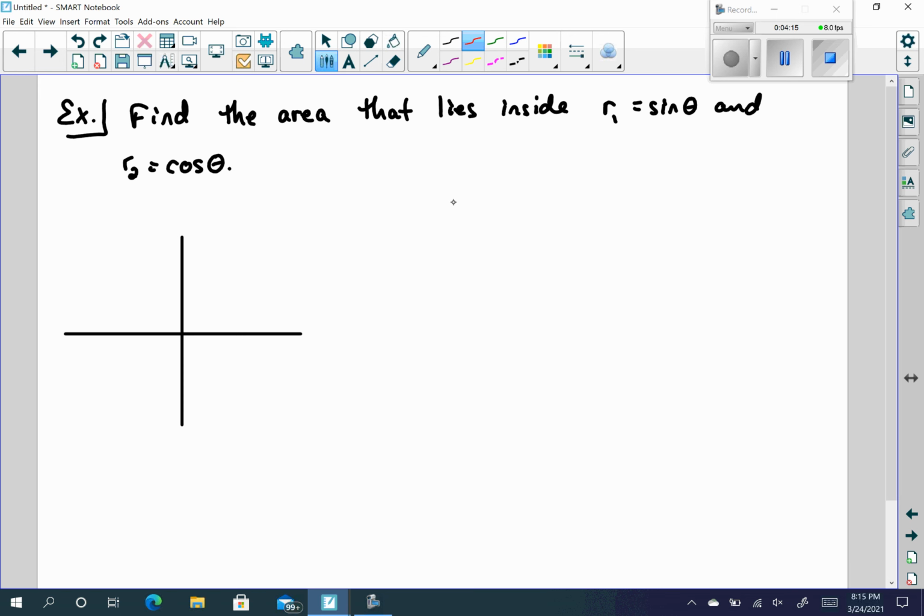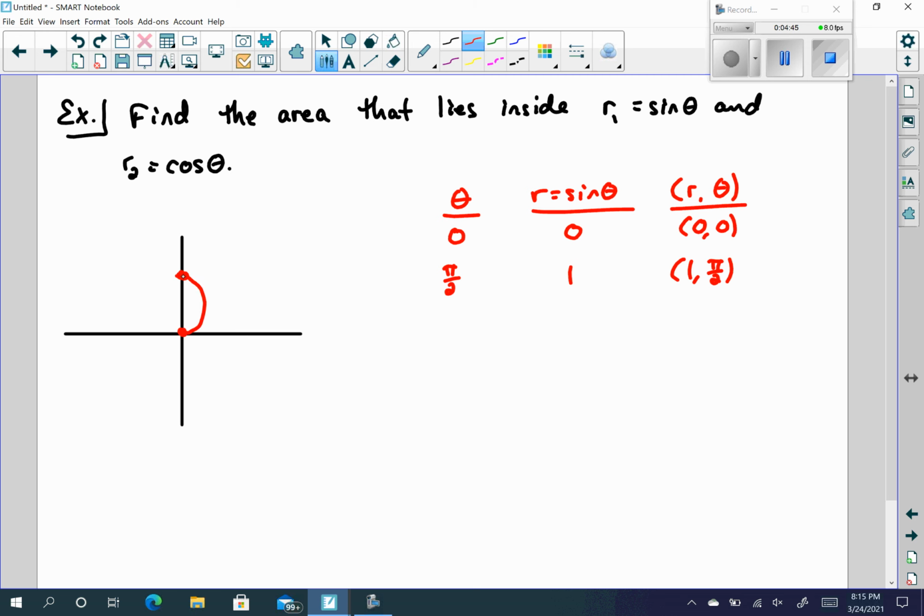See what that looks like. So let's make our theta, let's make our r, which is sine theta, and then let's make our ordered pair for the polar plane here. So let's start with 0. Sine of 0 is 0, so we start at the pole, (0, 0). And then let's go to pi over 2. Sine of pi over 2 is 1, so then we're at (1, pi over 2), so it'll be up here. And our radius is increasing, so we start to look like this.